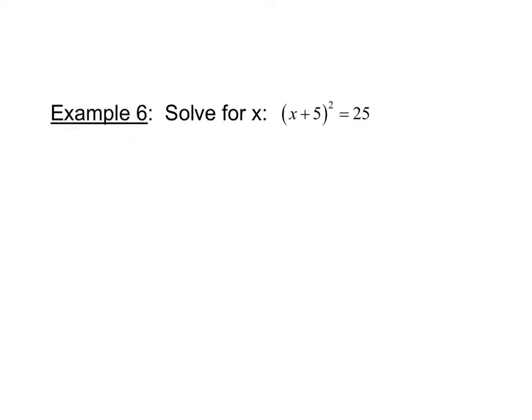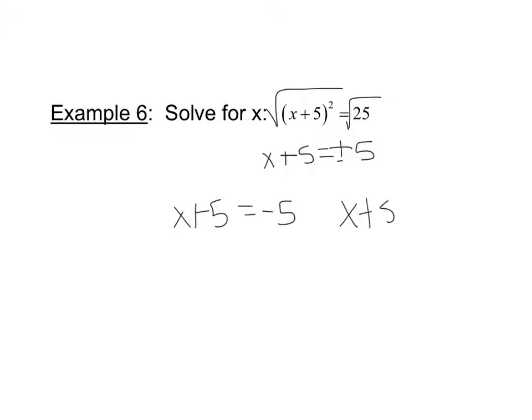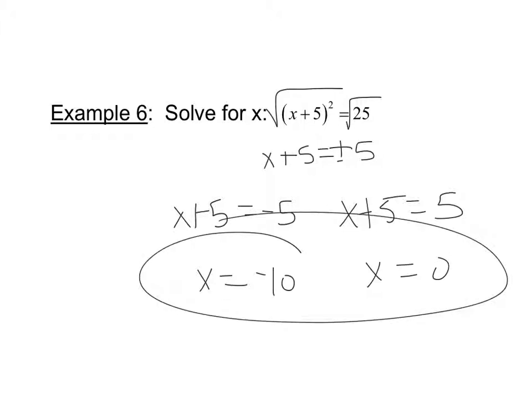Let's see, here it looks like it's not by itself, but see how everything inside the parentheses is being squared? So that means square root, and we're just going to have two equations here. You get x plus 5 equals plus or minus 5. So you have to think x plus 5 equals negative 5, x plus 5 equals positive 5. Subtract 5, you get x equals negative 10, x equals 0. So there's your two answers. Okay? Let's take a look at some more.